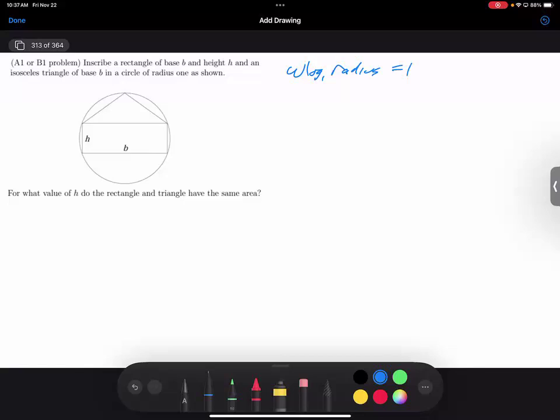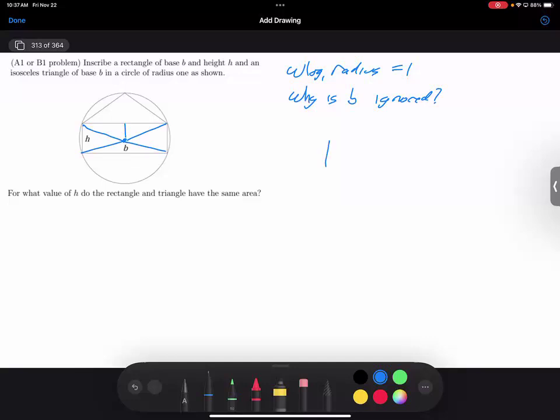It's asking for what value of h? Oh, maybe B, right? So the question is, why no B? Why is B ignored? So the question is, if you know h, do you know B? Well, let's think. I think yes, because depending on the h, there's only one rectangle you can make from that. Exactly.